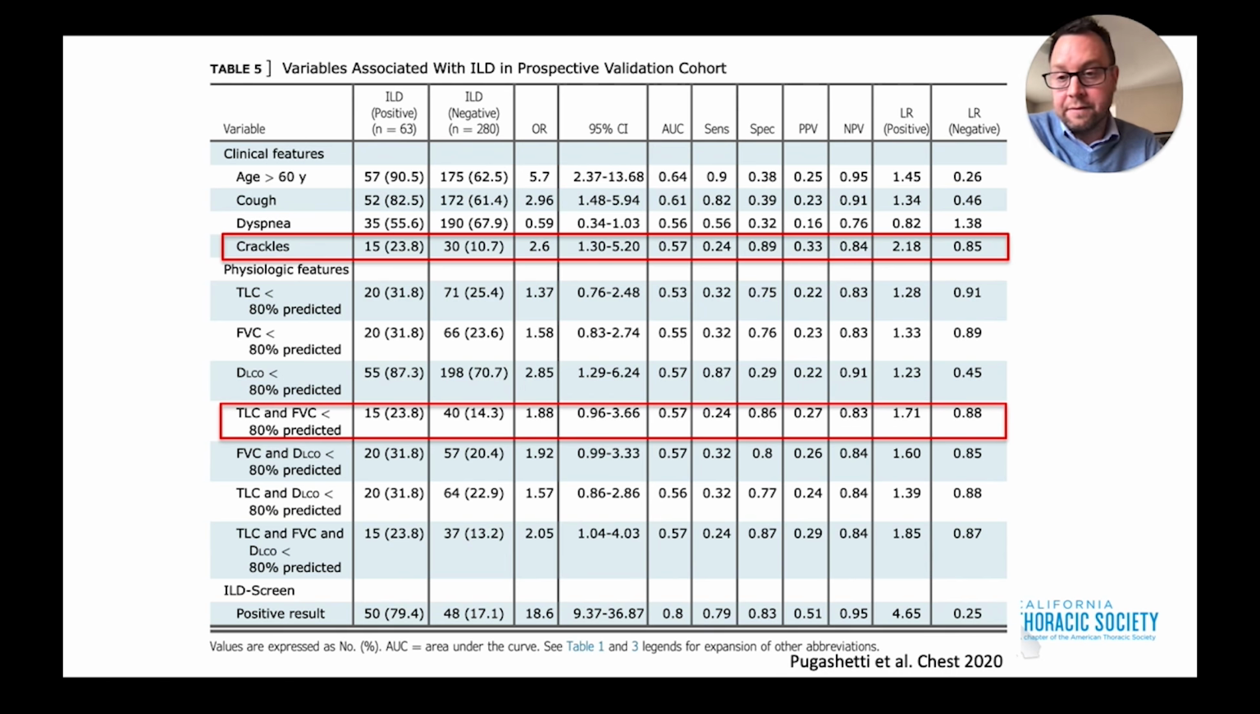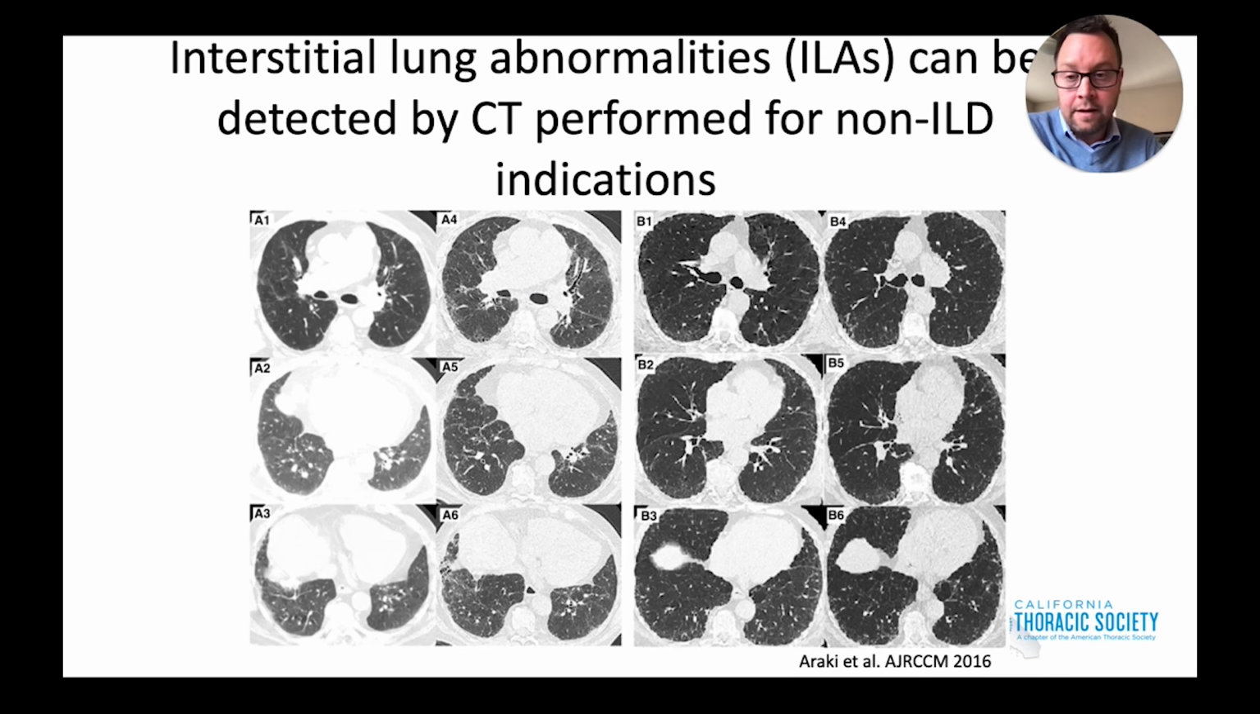Also, if you see restrictive physiology, again, quite specific for ILD, terribly sensitive. If you see a DLCO less than 80% predicted, great test performance as far as sensitivity goes. You will capture most patients with ILD if you look at patients with a DLCO less than 80%, but pretty poorly specific because a lot of different diseases can cause a low DLCO.